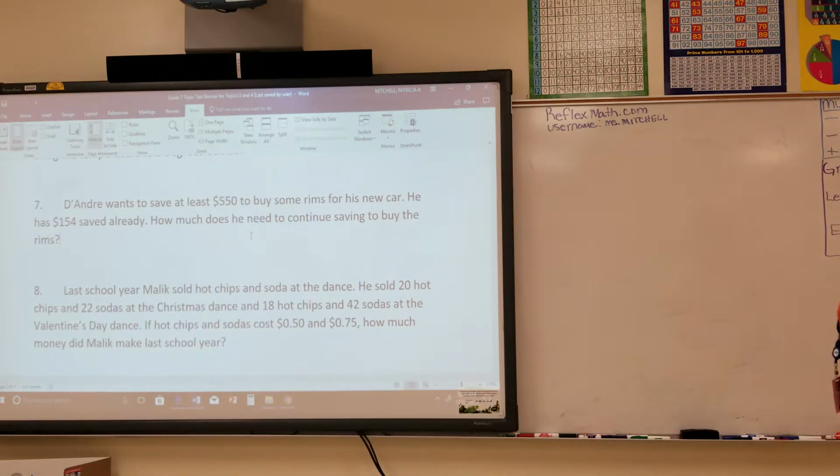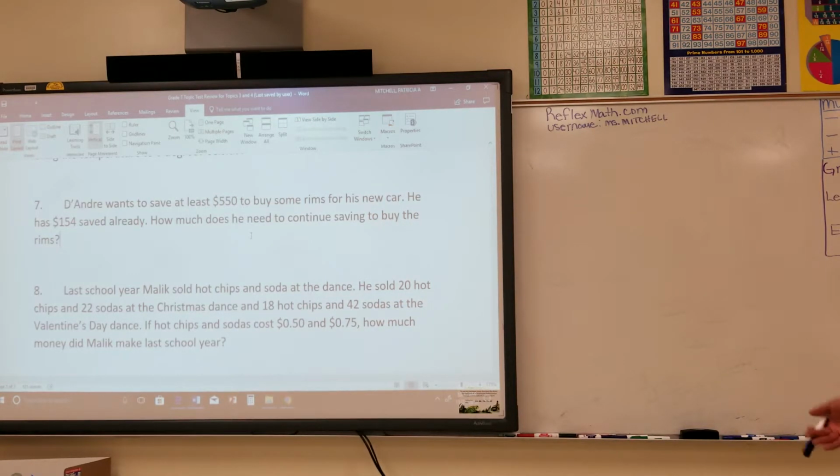Number 8 says, last school year, Malik sold hot chips and soda at the dance. He sold 20 hot chips and 22 sodas at the Christmas dance, and 18 hot chips and 42 sodas at the Valentine's Day dance. If hot chips and sodas cost 50 cents and 75 cents, how much money did Malik make last school year? So here, we have multiple things going on in this problem. And it's going to be multiple things that you are going to have to do.